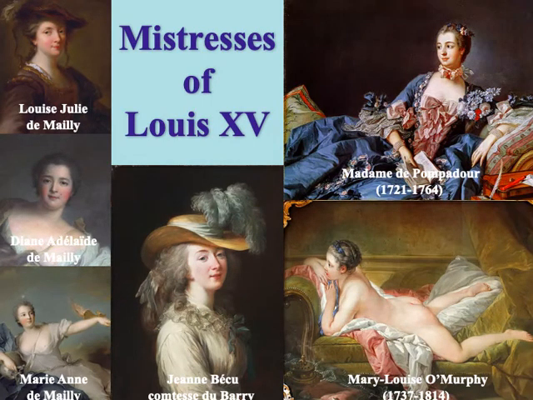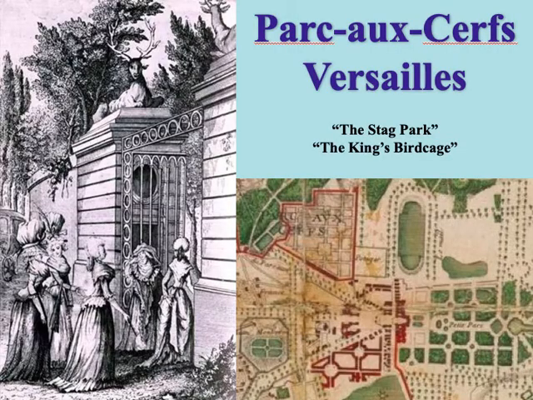In fact, at the Palace of Versailles, Louis XV had his own location, often nicknamed the Stag Park, where he kept a house of mistresses that would be ready upon his beck and call.